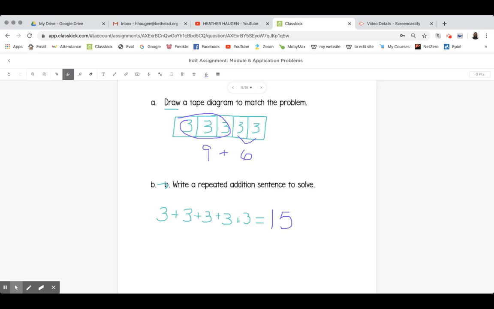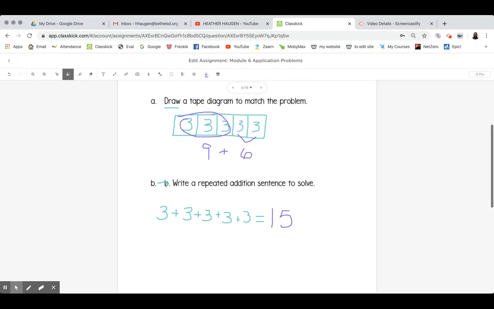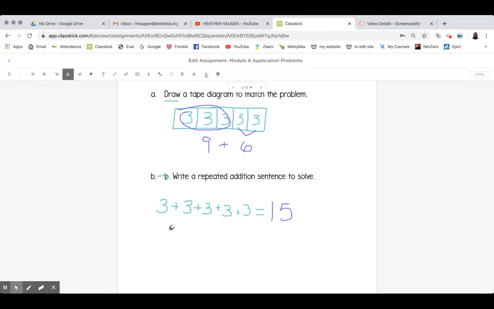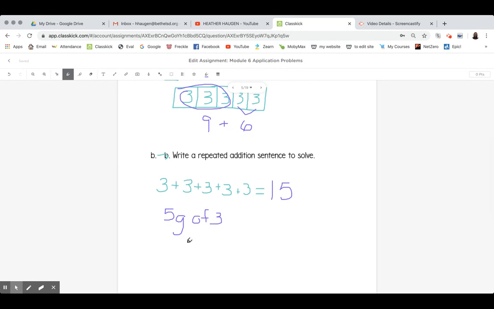But again, if you want to take this one step farther into multiplication, you can think about your groups here. So I can see that I have 5 groups of 3. And that's how I start my multiplication problem. So my multiplication problem would be 5 times 3 equals 15. 5 groups of 3 is the same as 5 times 3.